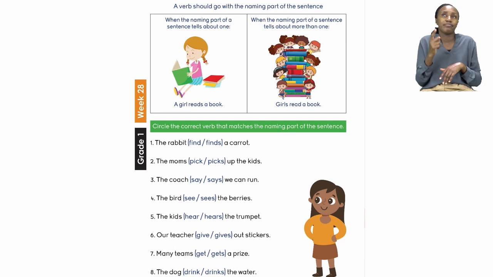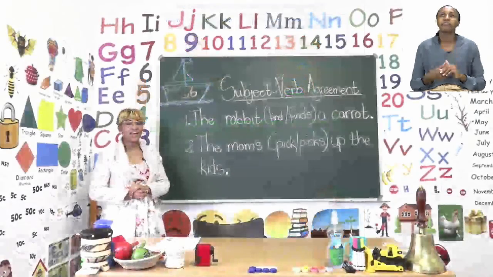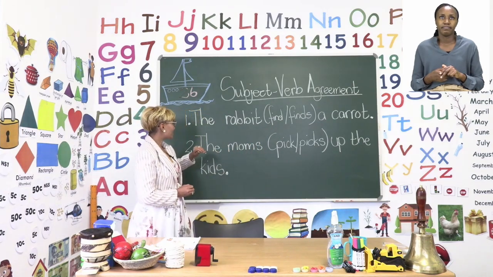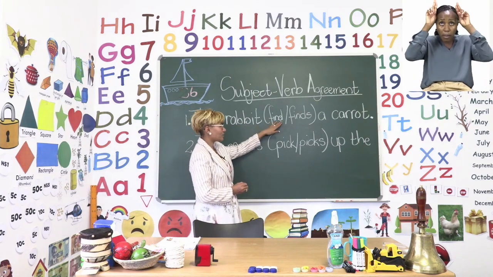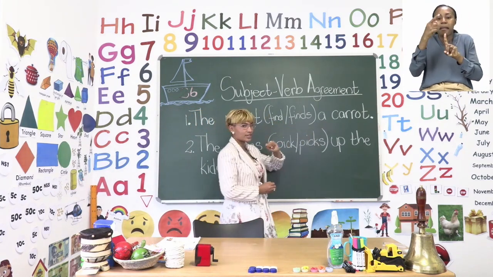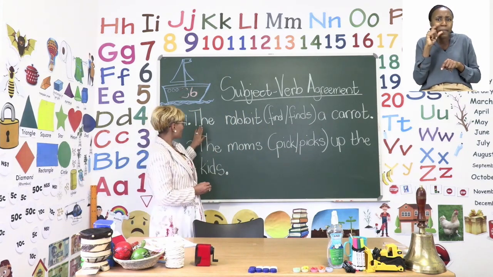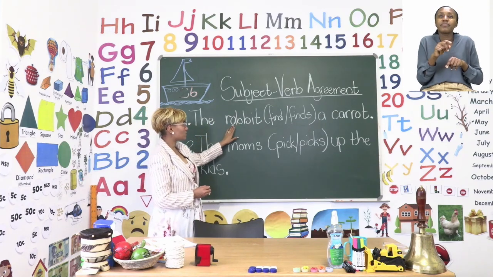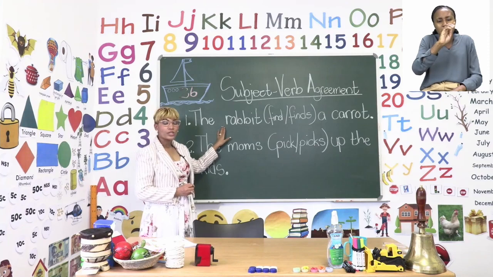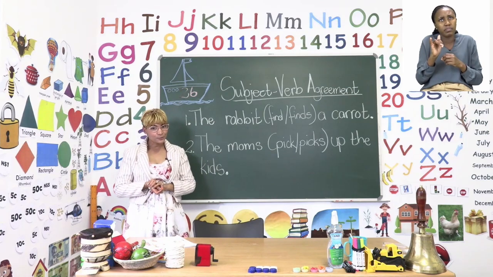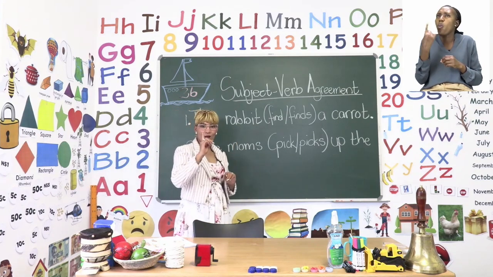Now let's do the first two sentences together. On the board, I wrote these sentences for you, so let's quickly read them and see which verbs we have to circle. Now let's read. The rabbit find or finds a carrot. Now we have to look at the naming word. So the naming word here is the word rabbit. Are we talking about one rabbit or are we talking about more than one rabbit? Here we only have one rabbit.